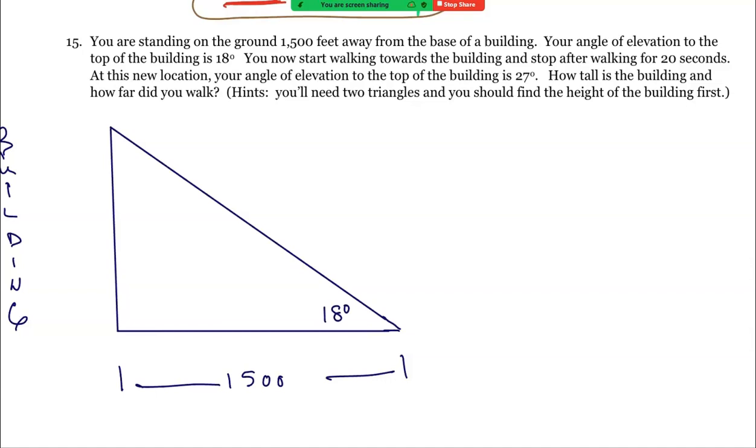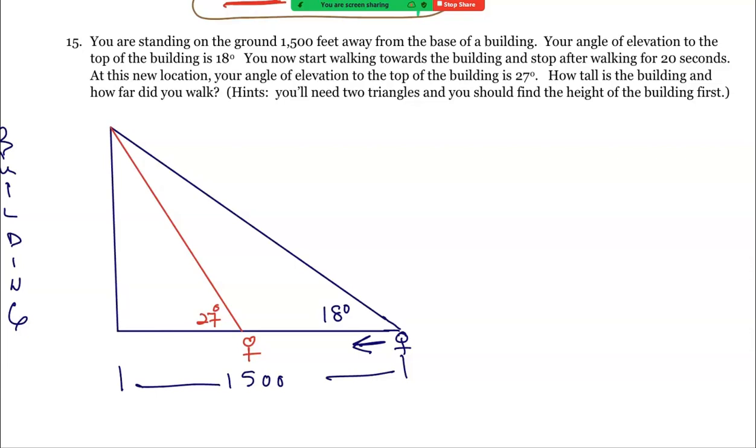You now start walking towards the building. So you're going to walk this way. Initially you were here, and now I'm going to go that way, and stop walking after 20 seconds. At this new location, your angle of elevation to the top of the building is 27. You've got to draw another line. Now you look up. Okay, you stop walking, say here. This is now 27. How tall is the building, and how far did you walk?